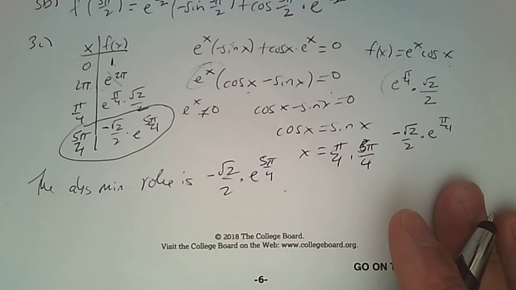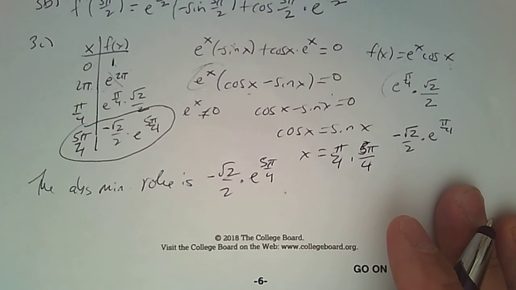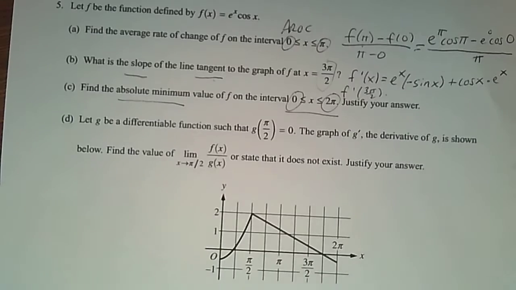All right, part D. I'm going to run out of space, so I'm going to find a paper. Where did my paper go? Oh, up here. So the last one I'll do on a different piece of paper here. 3D.